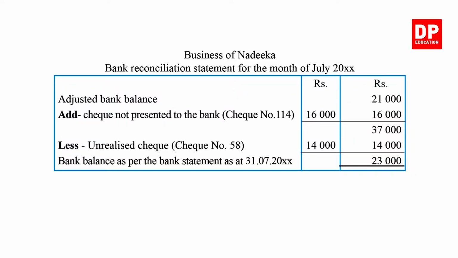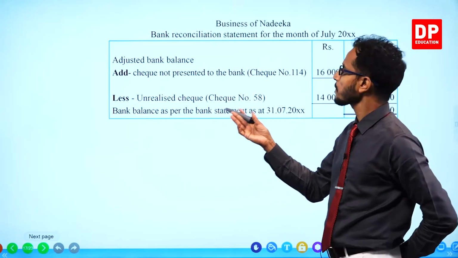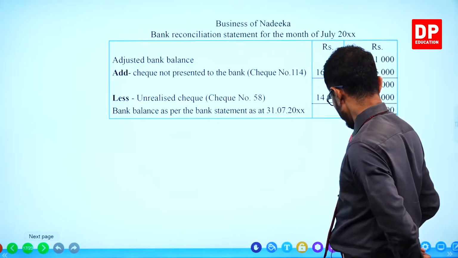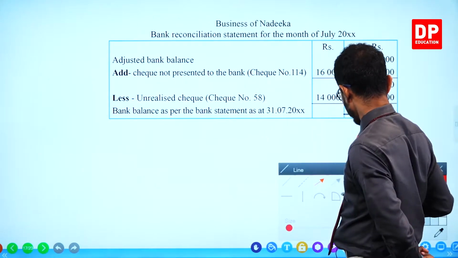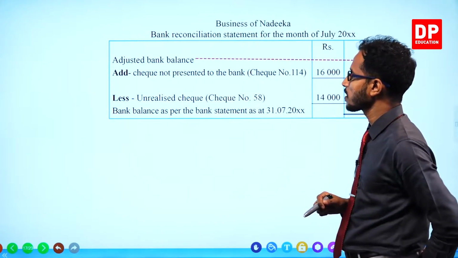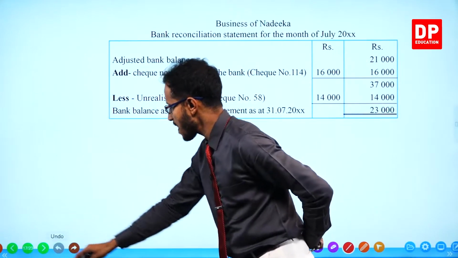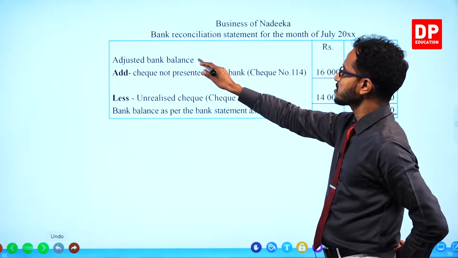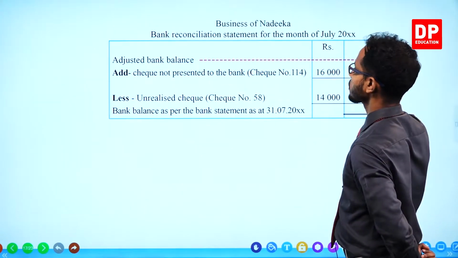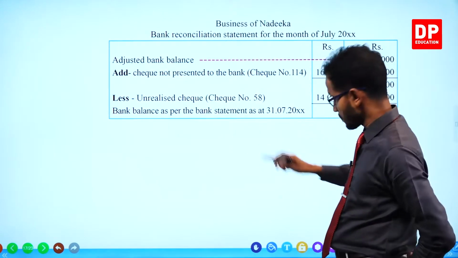We'll go directly to a question. This is how the bank reconciliation statement looks. We take the adjusted bank balance, which is the 21,000.